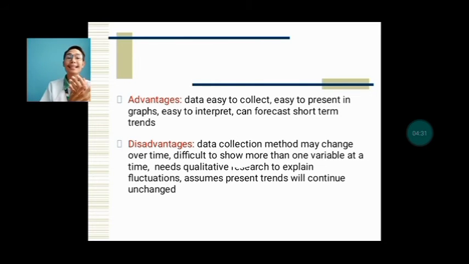Advantages: data are easy to collect, easy to present in graphs, easy to interpret, and can forecast short-term trends. Disadvantages: the data collection method may change over time, it is difficult to show more than one variable at a time, qualitative research is needed to explain fluctuations, and it assumes present trends will continue and change.